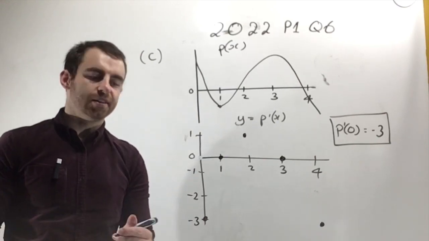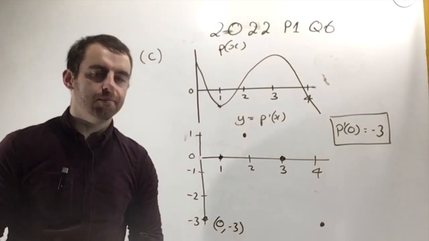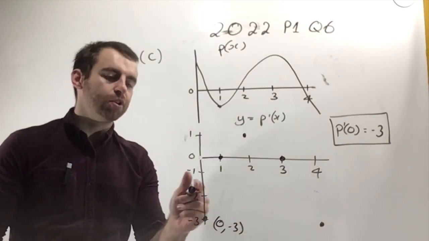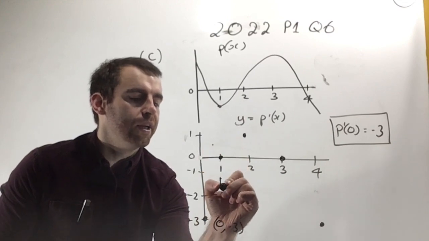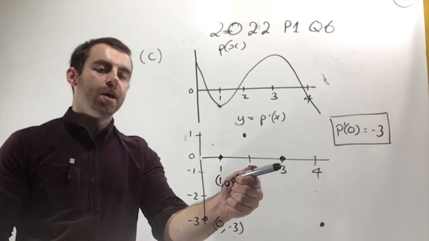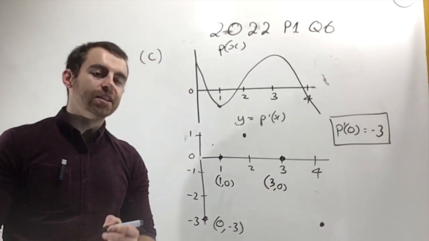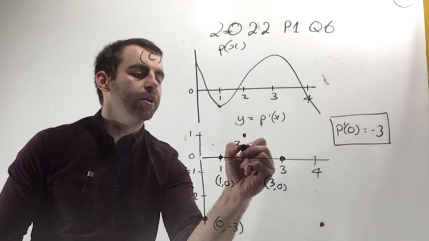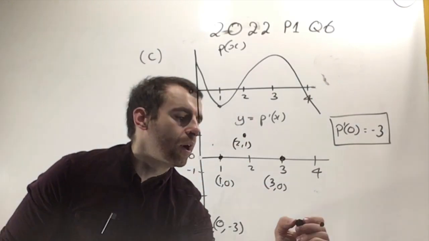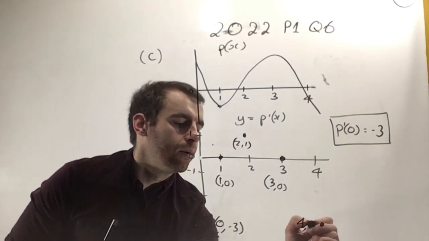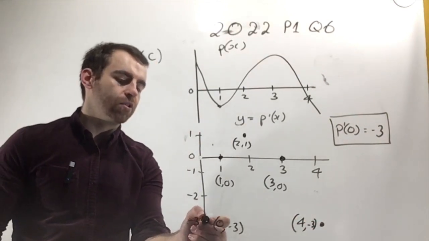So my 5 sets of coordinates: the first one we identified here was 0, minus 3. Then we identified the 2 points where it crosses the x-axis. One of the points here, I'll put in as 1, 0. This point where it crosses the x-axis is 3, 0. We've identified that the maximum point is the point 2, 1. And we've identified that the point furthest to the right is the point 4, minus 3. So that's our 5 points, and then we just have to join them up.